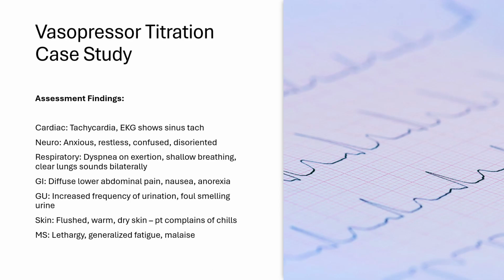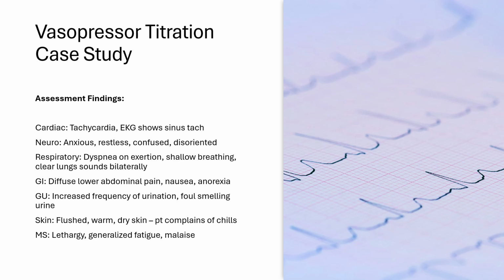So the case study continues. These are your assessment findings. So she's tachycardic. Her EKG shows sinus tach. She's anxious, restless, confused, and disoriented. She has dyspnea on exertion, shallow breathing, but her lungs are clear bilaterally.